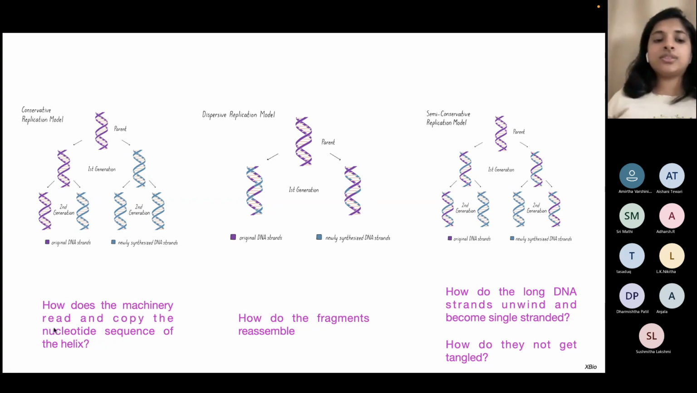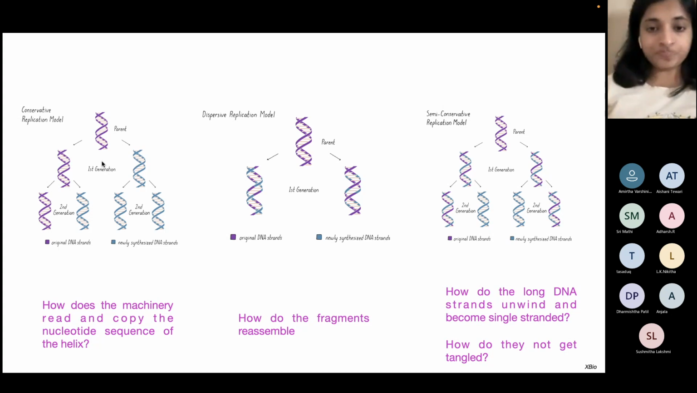There were a few concerns with this model. The major concern was, how does the machinery read and copy the nucleotide sequence? Because it is present within the helix. If we remember correctly, then the bases are present within the helix, deeply buried within the helix. And how this machinery accurately reads and copies these sequences was unknown.